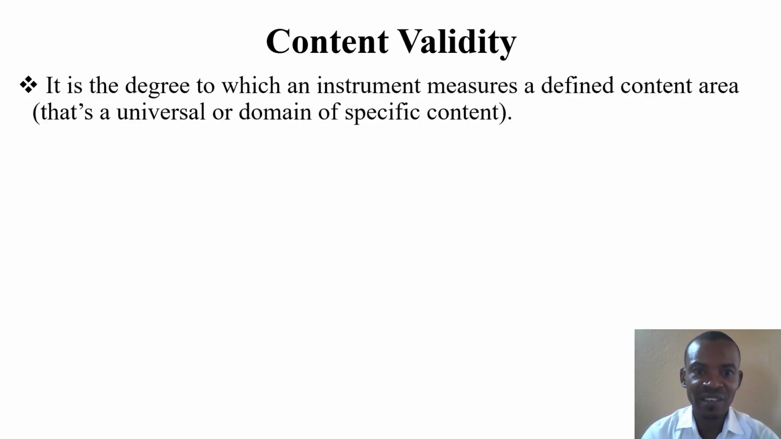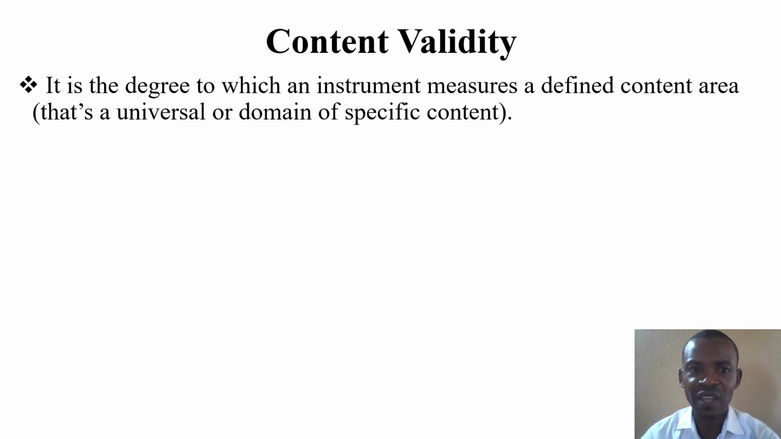But in content validity, it is said to be the degree to which an instrument measures a defined content area, that is a universal or domain-specific content area. If you are measuring a content area like academic success, as I mentioned earlier, first it is important to know what academic success is all about. And then the expert that must conduct such validity must be an expert from the educational field, especially from the field or specializations in education.